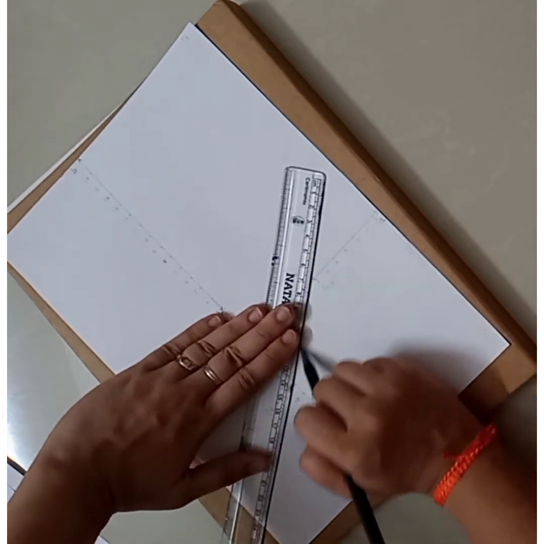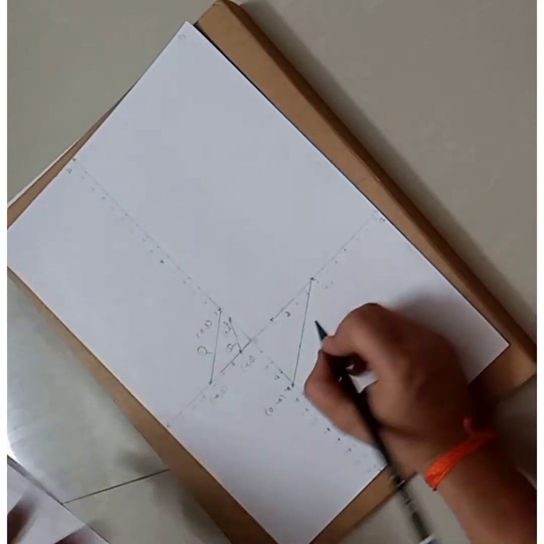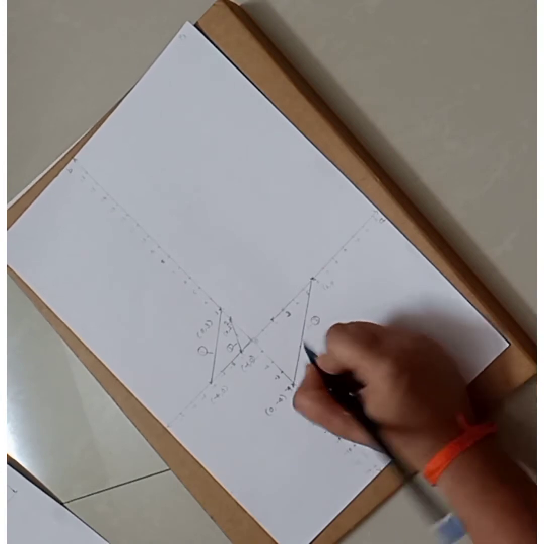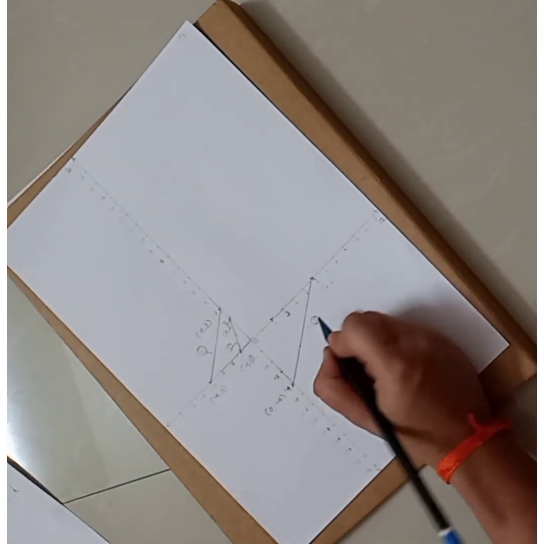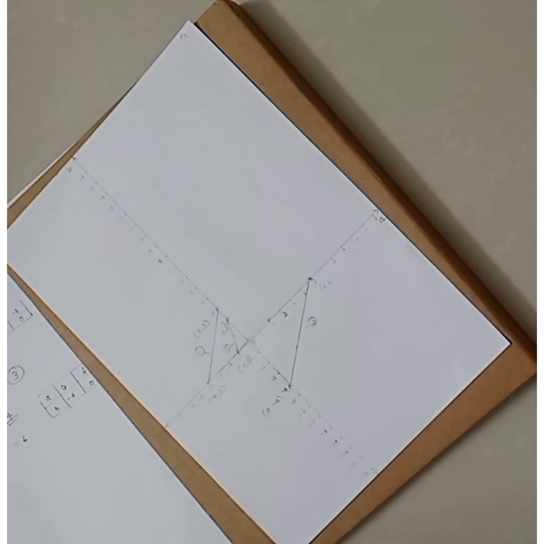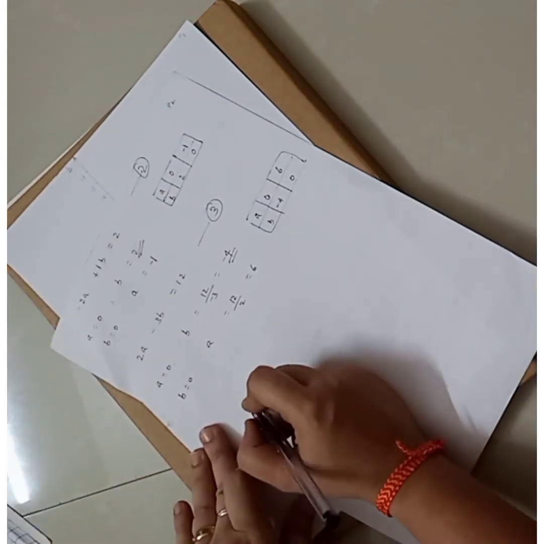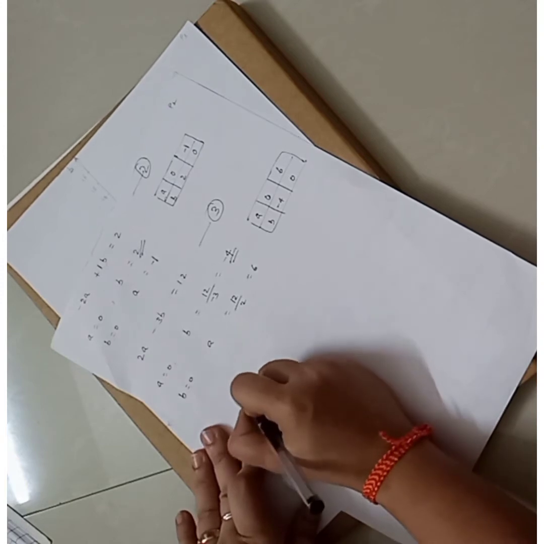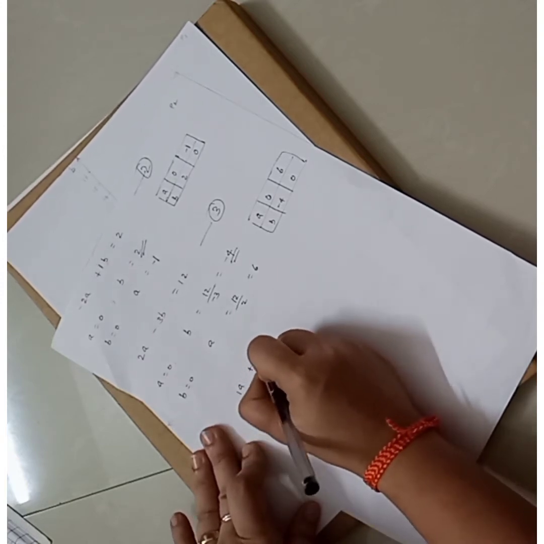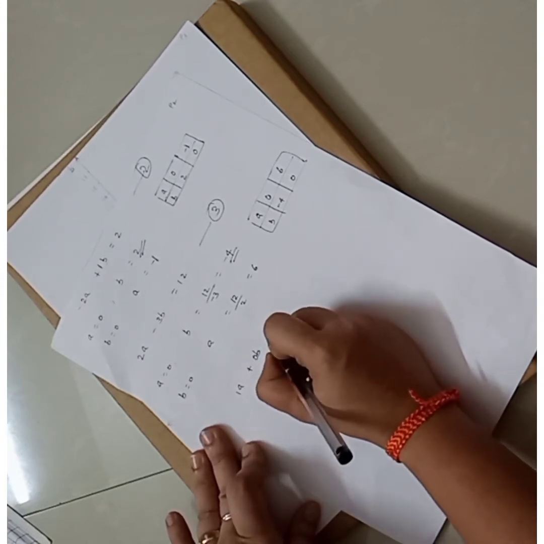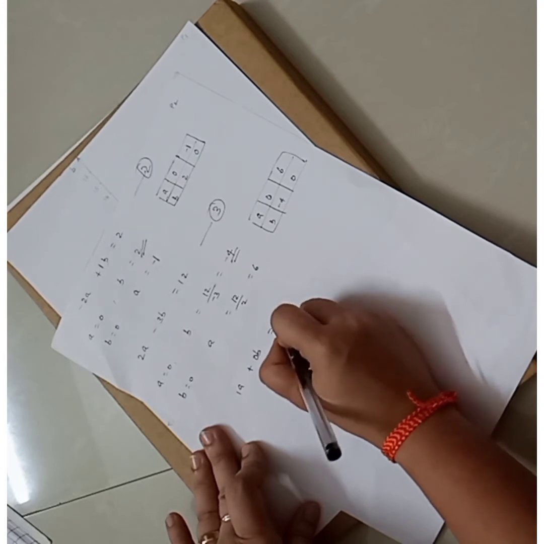Okay, so when you join these 2 points, you will get the third constraint. Now you have the fourth constraint. So what is the fourth constraint? According to the question, the fourth constraint is 1a plus 0b is less than or equal to 4. So we can equate it as 4.